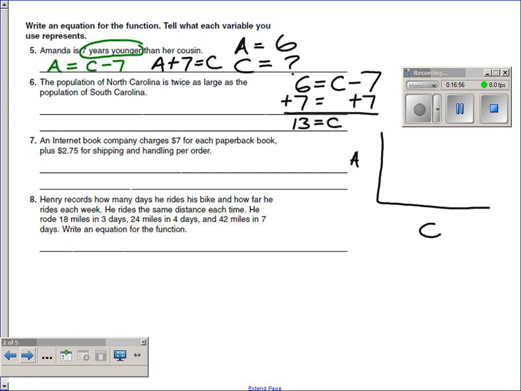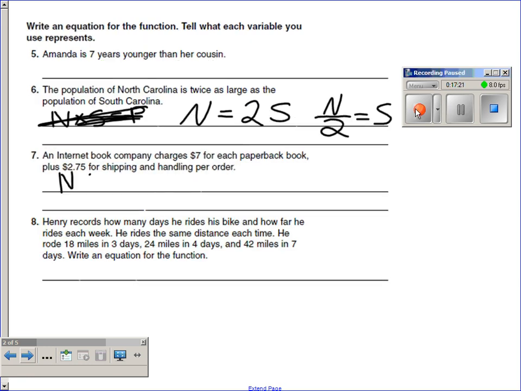Okay? So now, your job for number 7 is just to write something like this right here. You don't have to do any solving because you can't. There'll be 2 variables. But you need to write an algebraic equation. It's an equation because it has an equal sign. See if you can do that with this population question with North Carolina and South Carolina. Go. Thing is S times 2. Okay?